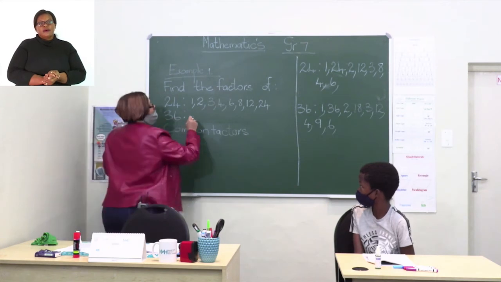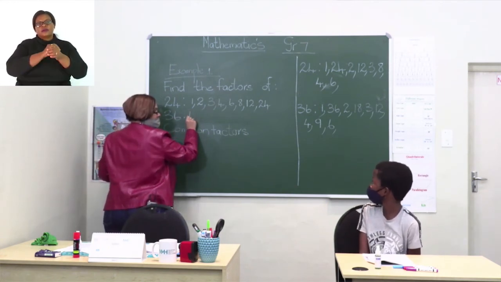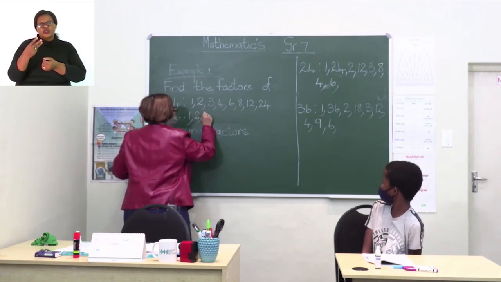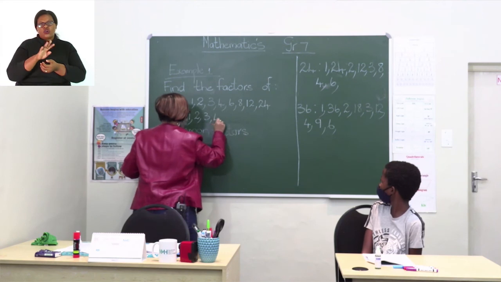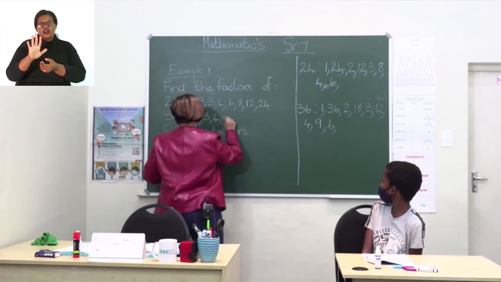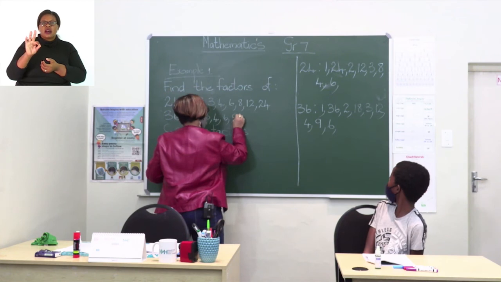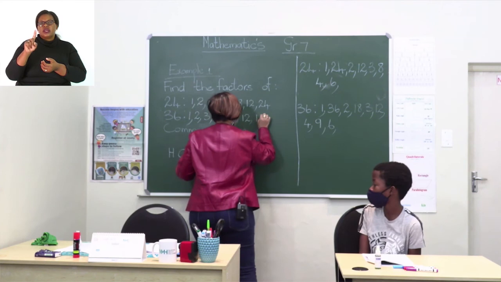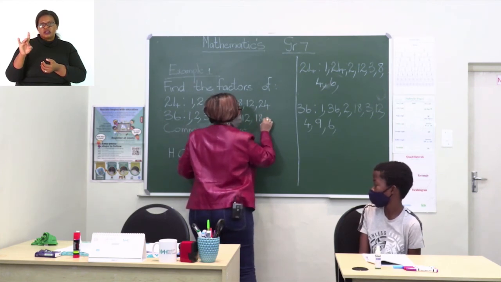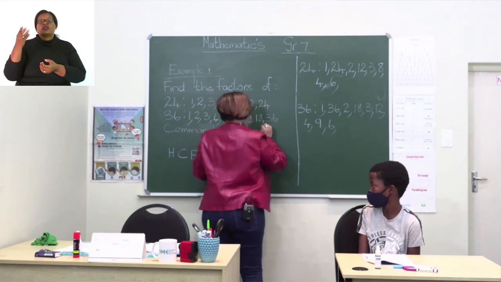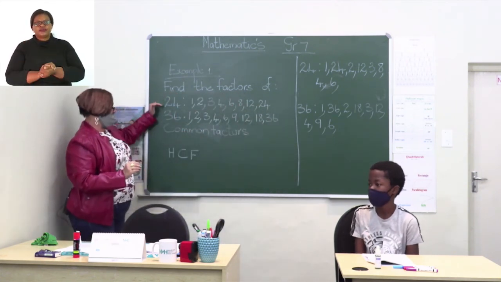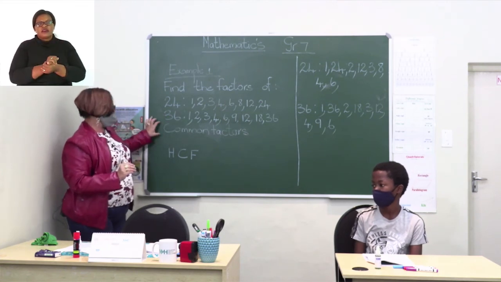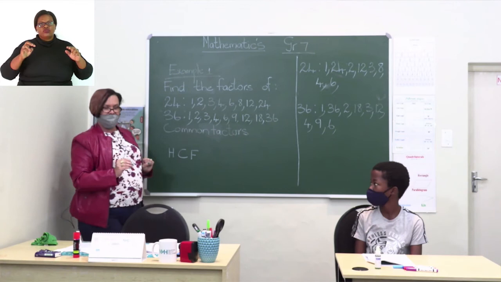So what are the factors of 36? 1, 2, 3, 4, 6, 9, 12, 18, and 36. Right. So now we have found the factors, we have put them in order, and our next step is now to find the common factors.